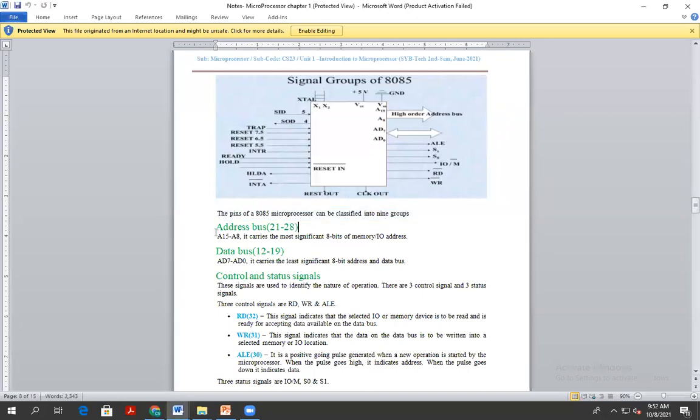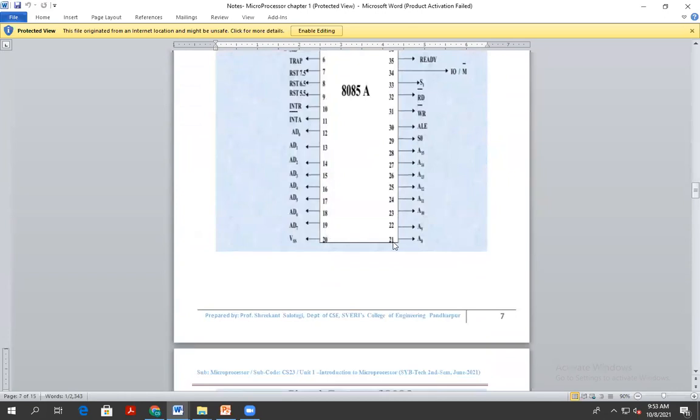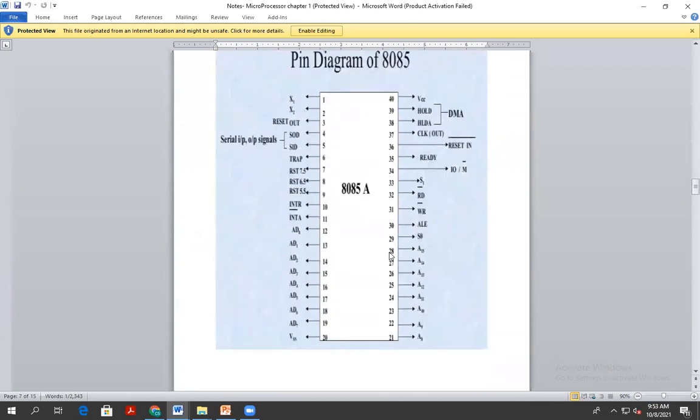So first one, I am going to explain the address bus. The address bus we explained yesterday, right? So the same address bus, how it is going to be used in the 8085 40-pin microprocessor. So for the address bus, here I have to clear the number of pins. Number of pins 21 to 28, number of pins 21 to 28, where is it? So here that is 21 to 28, clearly it is available, right?